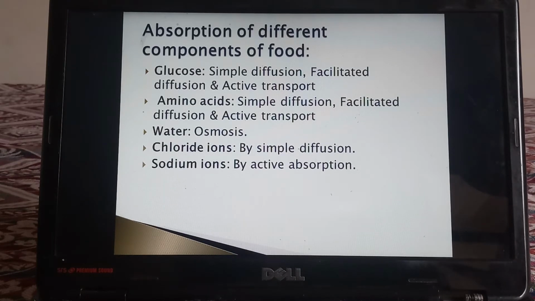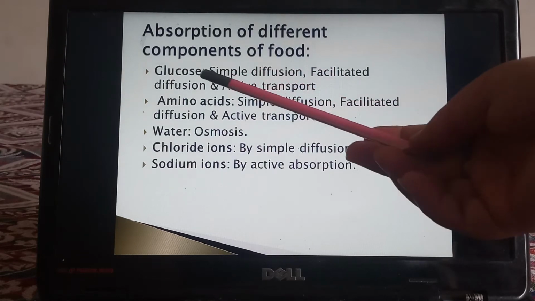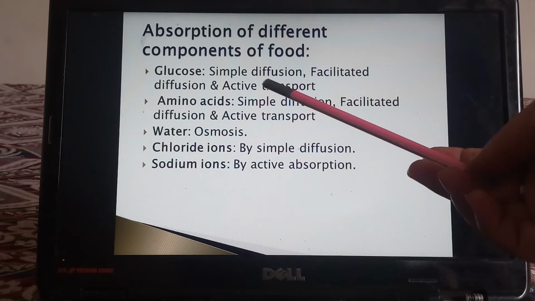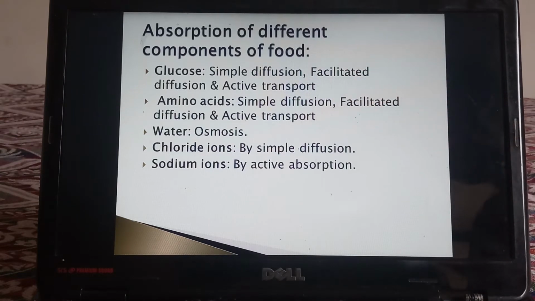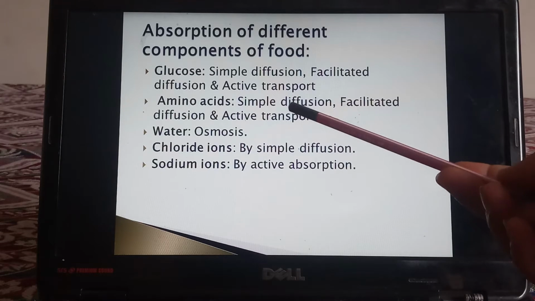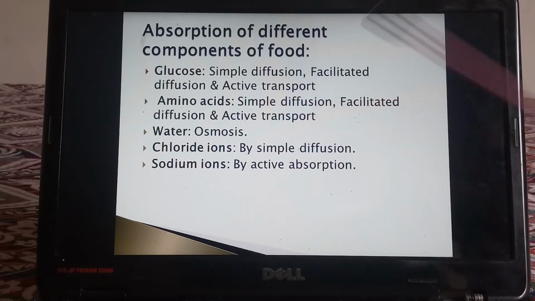Now we will discuss the different components of food which are absorbed after digestion. We know that carbohydrates are changed into glucose. Glucose is absorbed by all the three mechanisms: simple diffusion, facilitated diffusion as well as active transport. Glucose is taken up by all three mechanisms. Next is the amino acids. Amino acids are also absorbed by all three mechanisms: simple diffusion, facilitated and active transport. Next one is water. We know that is by the process of osmosis.